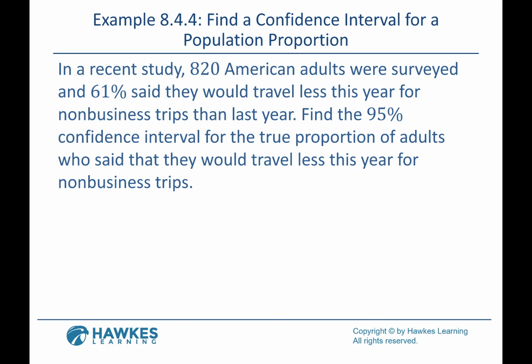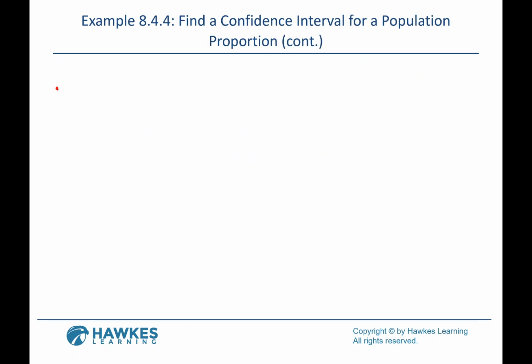So the big difference on this one from the last one, we don't have to calculate p-hat. It gives us the sample proportion. So this one says 820 American adults were surveyed, and 61%, that's saying 61% of those in the survey said they would travel less this year. Okay. So p-hat is just 61%, or as a decimal, 0.61. And so we don't always have to calculate p-hat. Sometimes it's given to us. Okay, so there's step 1.